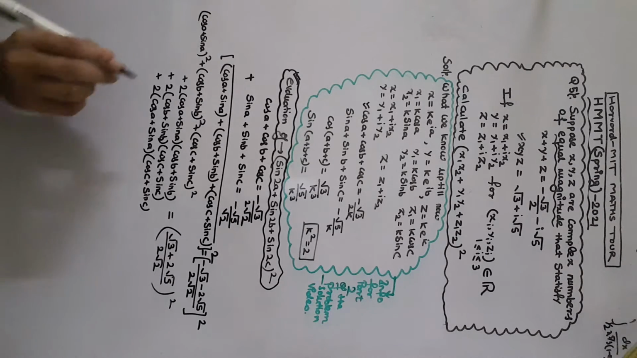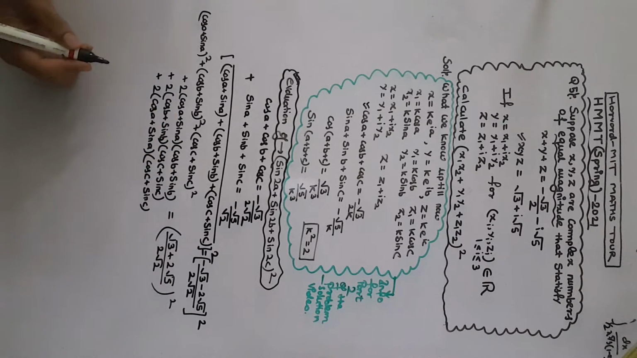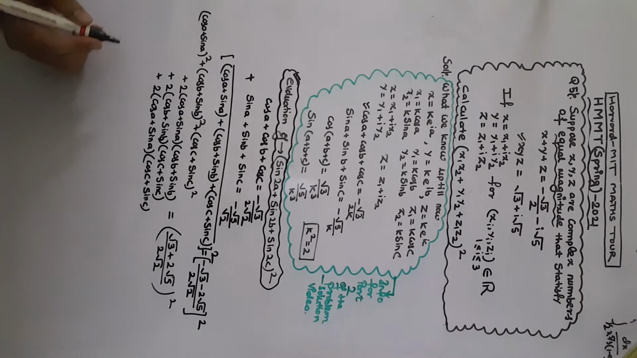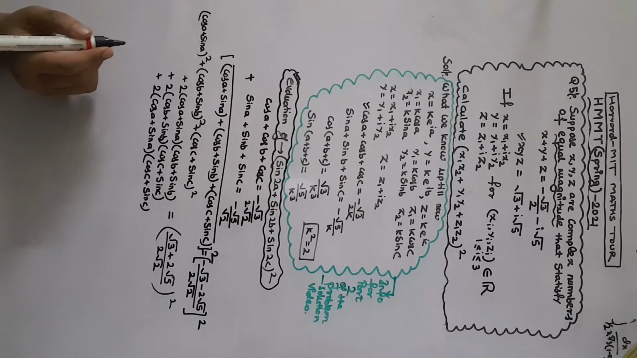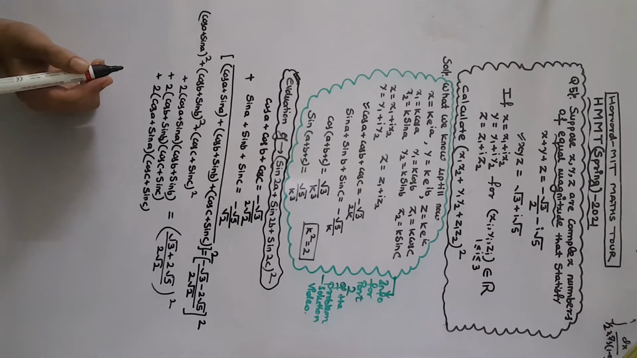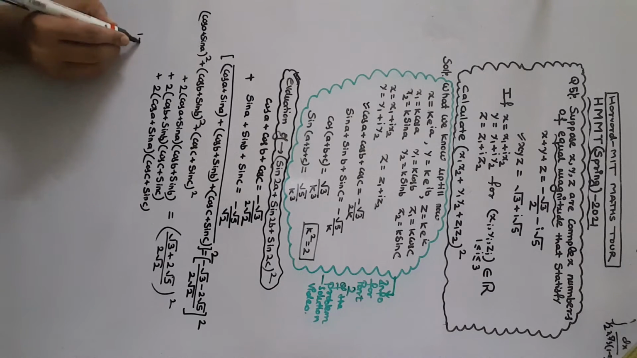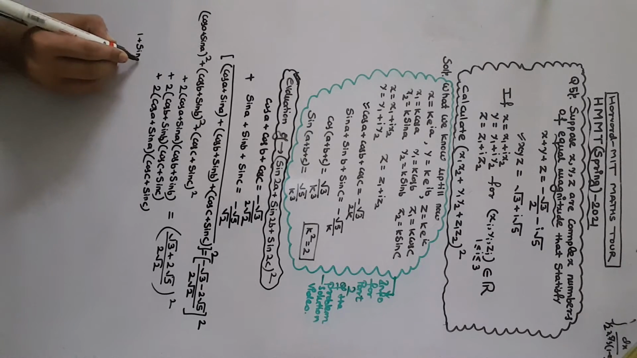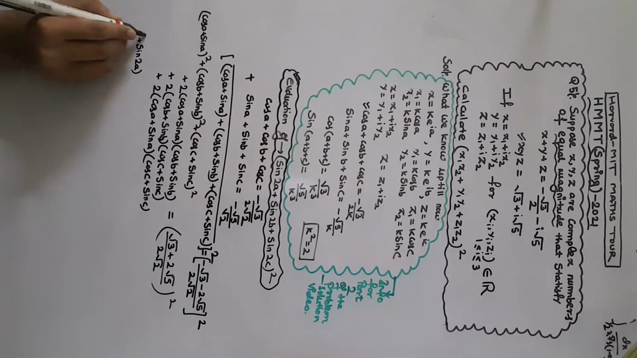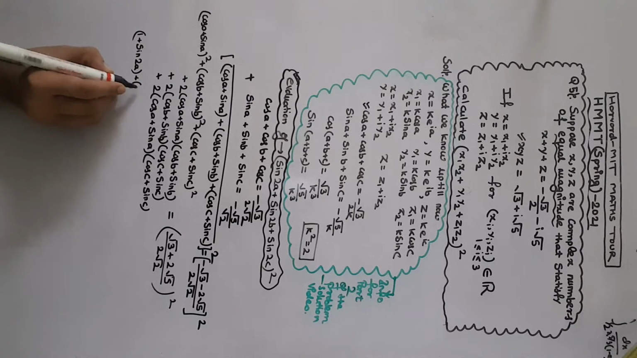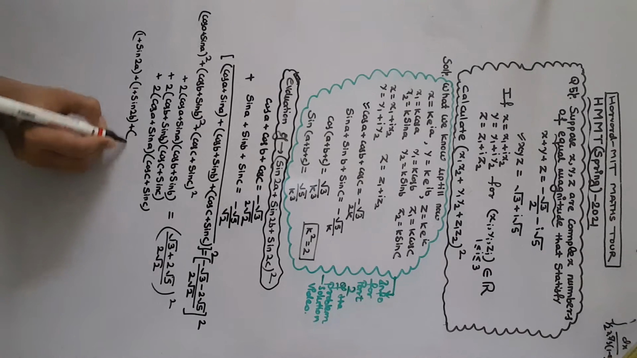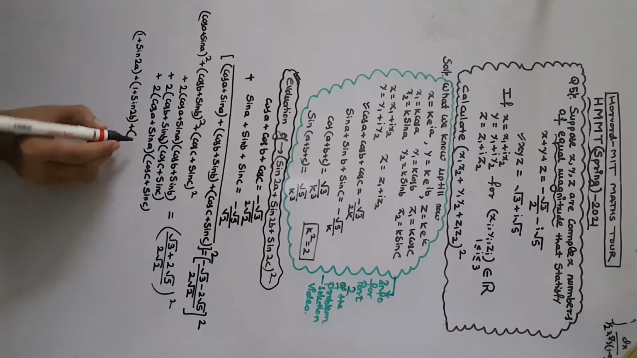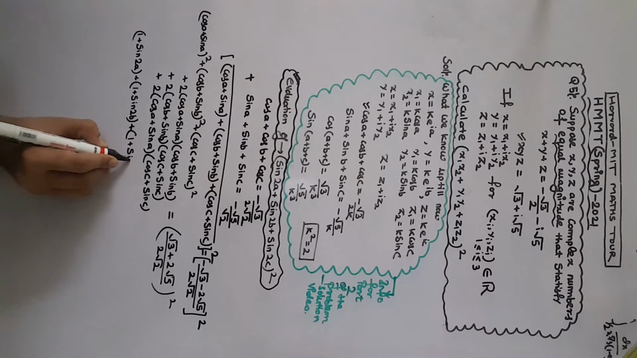Now we need to break the individual squares which I had represented in parentheses here. So cos A plus sine A whole square will be equal to cos square A plus sine square A plus 2 cos A sine A. It is eventually 1 plus sine of 2A. Similarly, cos B plus sine B whole square is 1 plus sine 2B. Similarly, cos C plus sine C whole square is equal to 1 plus sine 2C.